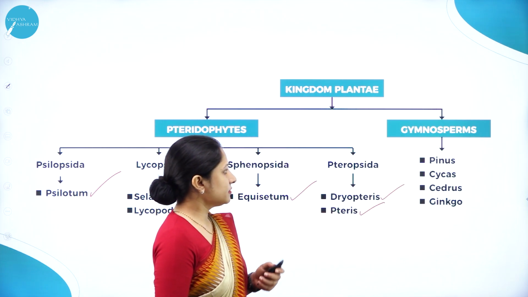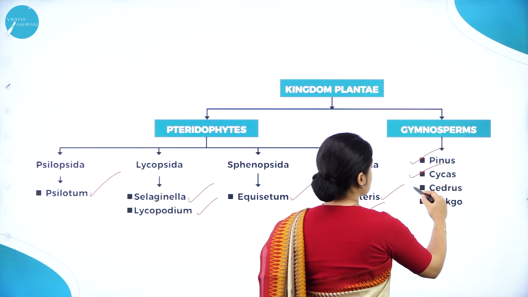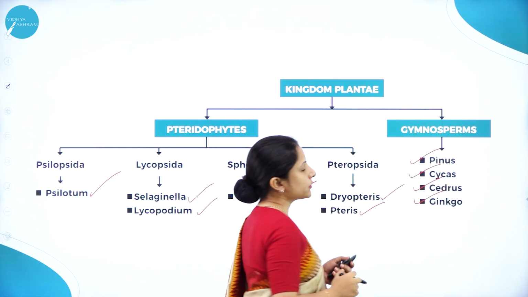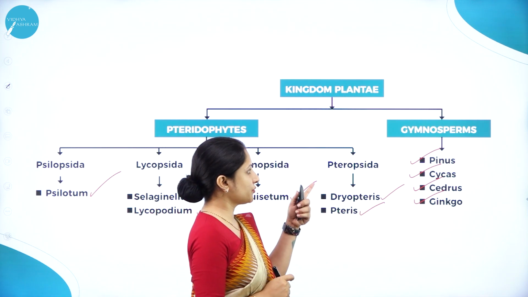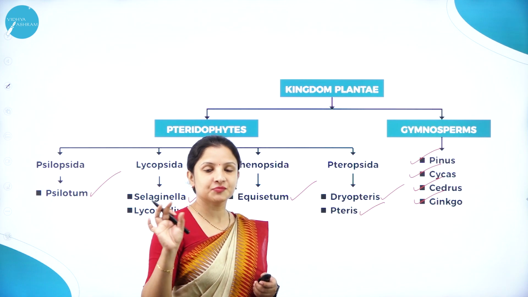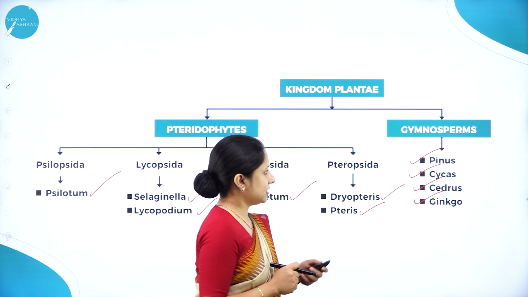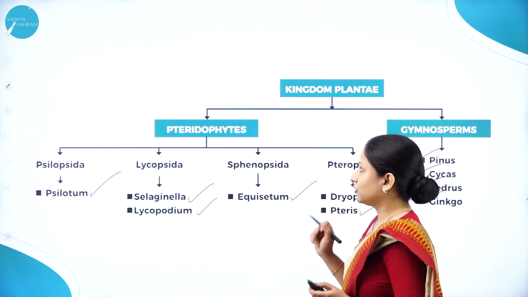Next, under gymnosperms, there are different examples: Pinus, Cycas, Cedrus and Ginkgo. Gymnosperms are those cone-bearing plants which have naked seeds. Gymnos means naked, sperma means seeds. So, naked seeds. These are the contents inside the topic.